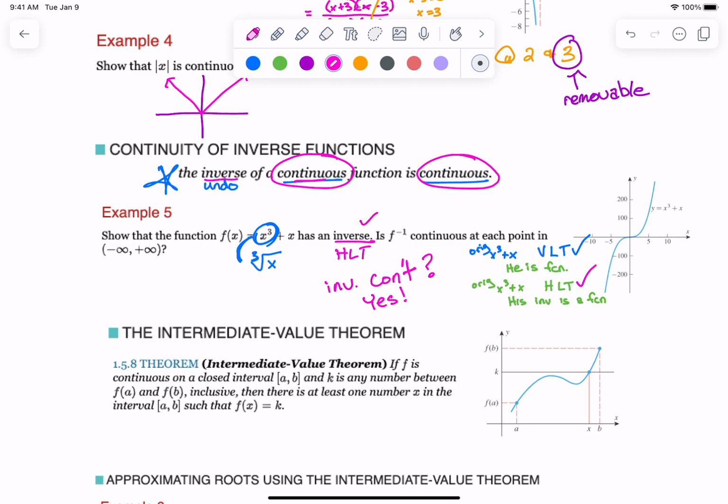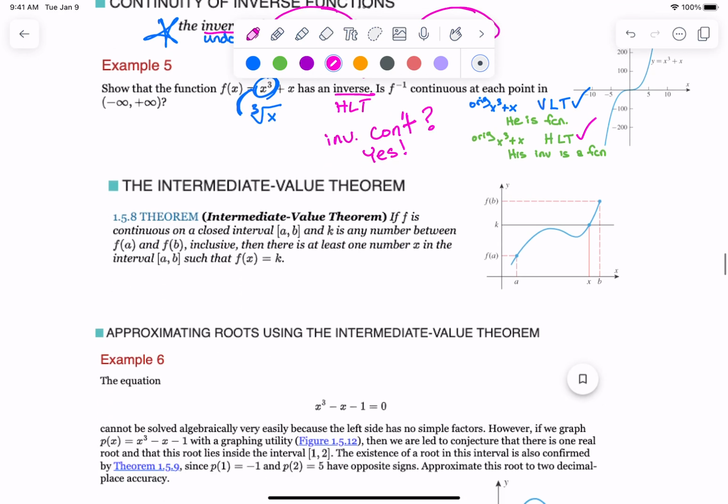A piecewise function will pass the vertical line test, because it doesn't matter if there's a hole in it. It wouldn't pass the horizontal line test, though. So we just want to make sure an inverse is only a function if the original is, and an inverse is only continuous if the original is continuous.